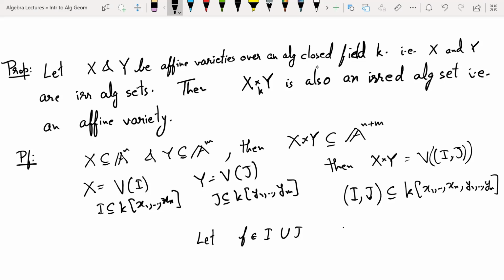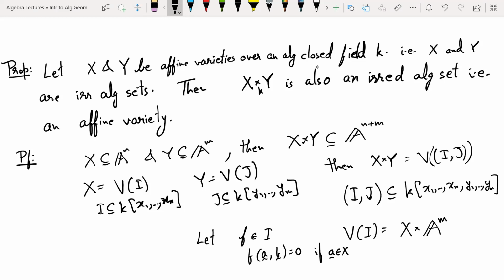So if you think in that way, then V of I is just X cross A^m. If you are thinking of I as in this guy, so no matter what the second m coordinates are, the first n coordinates should be in X. That's what it means. If F belongs to I, then F of (A, B) is 0 if A belongs to X and no condition on B.